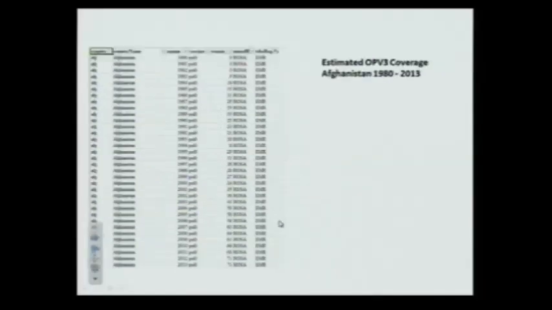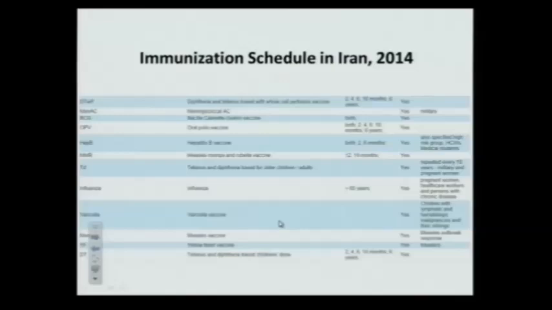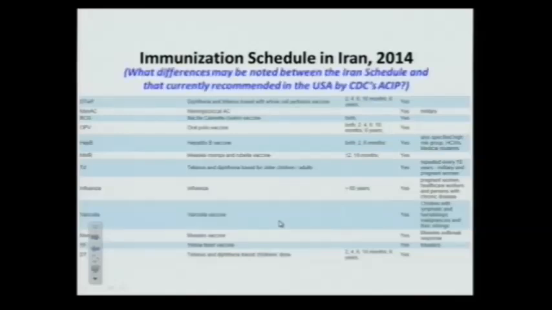Okay, skip those. Vaccine schedule in Iran, we won't discuss this in detail. I just noticed a few things. Their schedule is very much like ours. They use BCG vaccine and we don't.